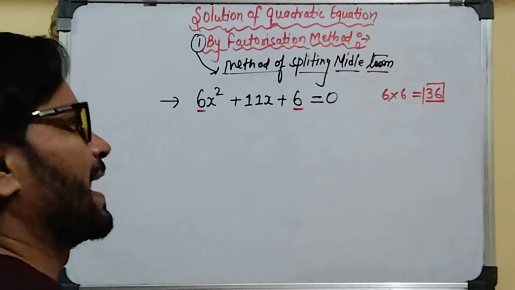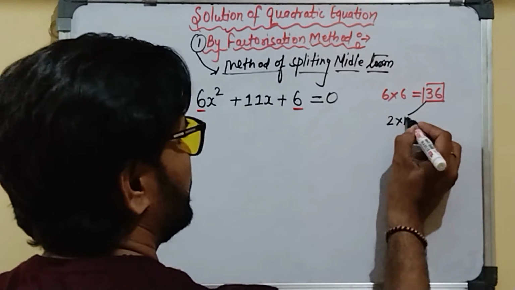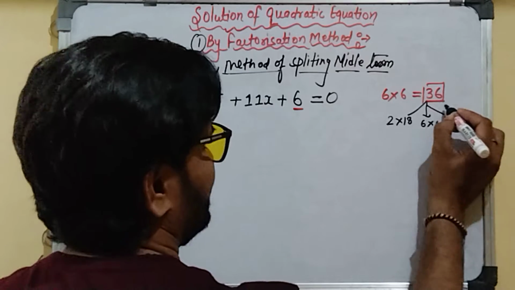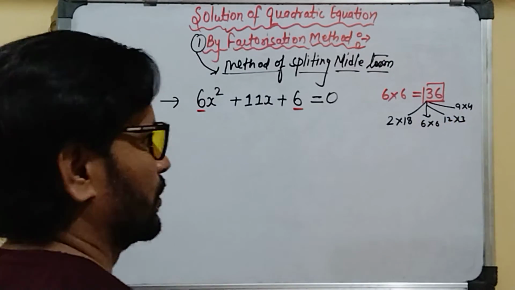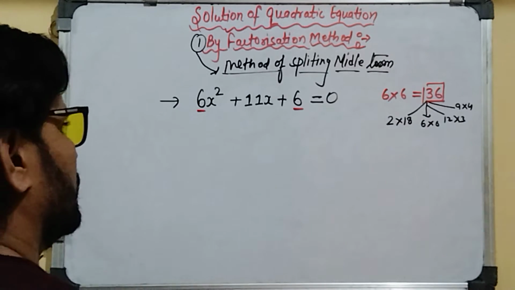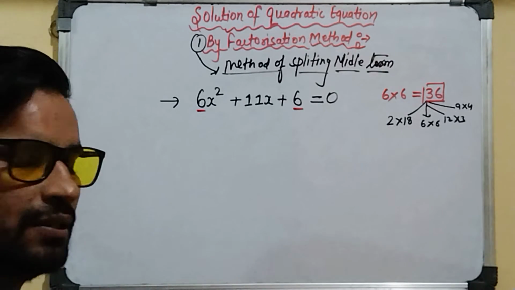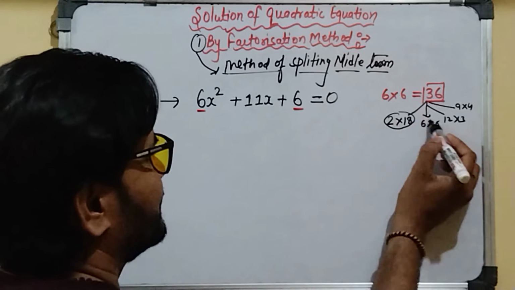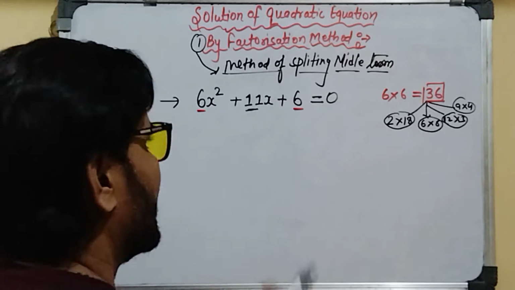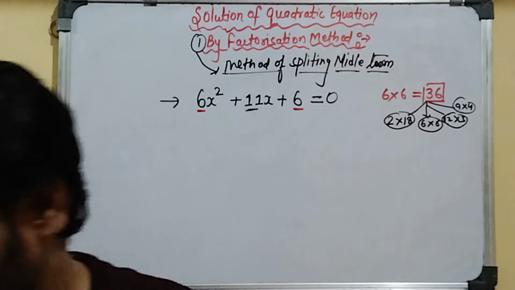Now we have to take factors of 36. What are the possible factors of 36? 2 into 18. Okay. 6 into 6. Okay. 12 into 3. Okay. 9 fours are 36. Okay. These are the factors, and we have to choose the factor pair by which, by adding we get 11 or by subtracting we get 11. Understand? From these factors, either we get it by adding or by subtracting. We have to get 11. Now think about what the possible factor is.